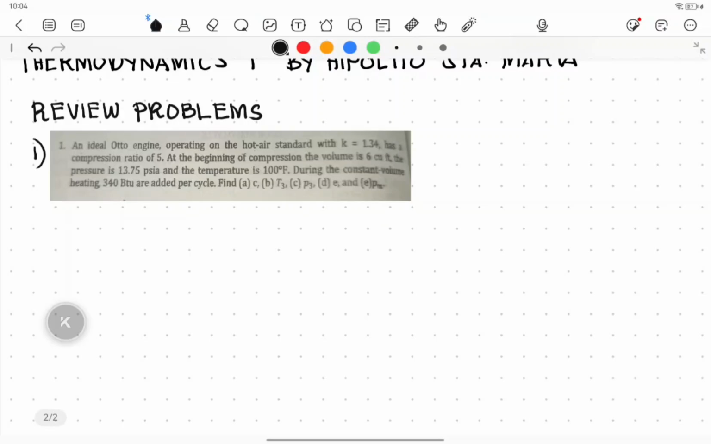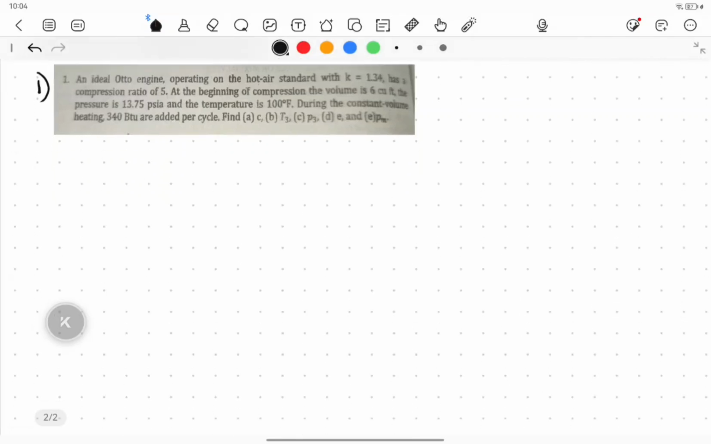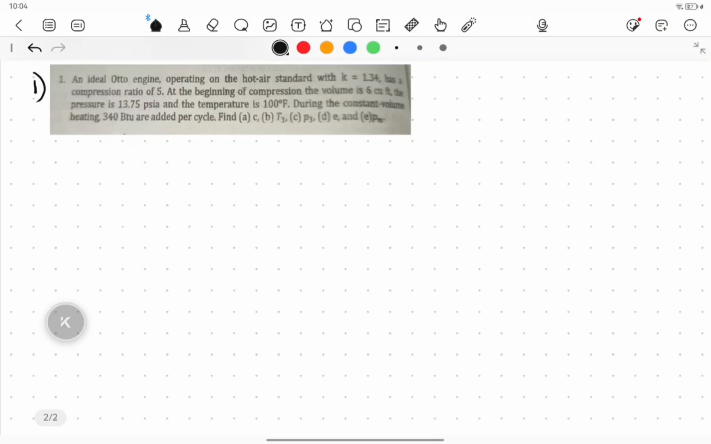At the beginning of compression, the volume is 6 cubic feet, the pressure is 13.75 psia, and the temperature is 100 degrees Fahrenheit. During the constant volume heating, 340 BTU are added per cycle. Find A. the clearance, B. the third temperature, as well as the third pressure, then the efficiency, and the mean effective pressure.